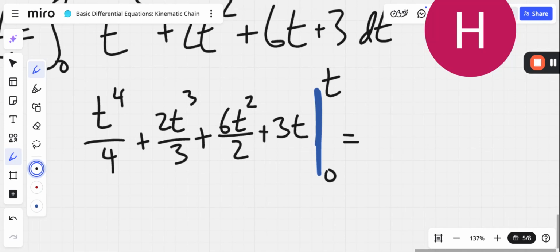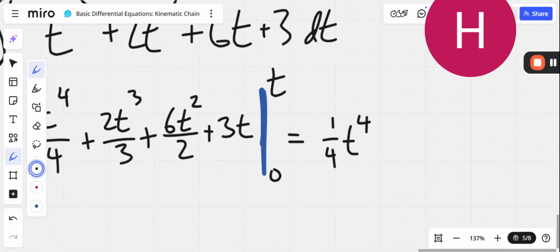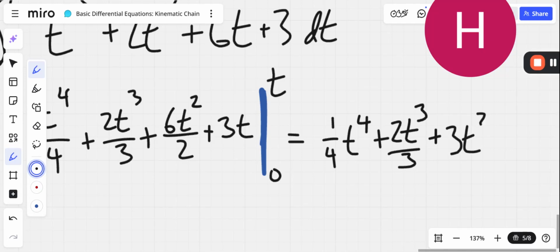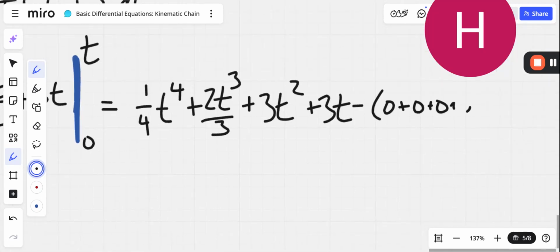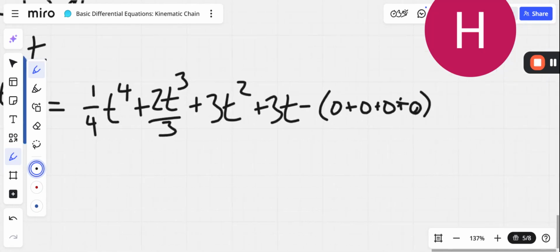We're just going to simplify one of those terms. We're going to simplify the third term because 6 over 2 is just 3. So we have 2t cubed over 3 plus 3t squared plus 3t minus, what do we get when we plug in 0? Yeah, 0 plus 0 plus 0 plus 0. Not very interesting there, sir.